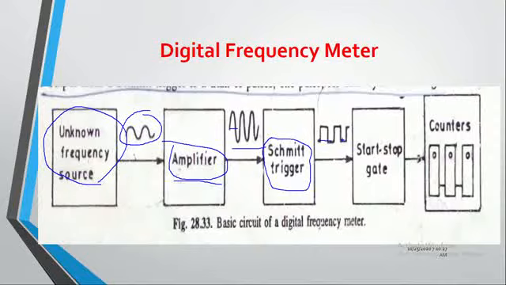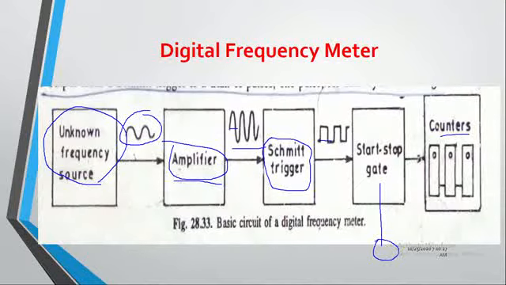Now, the Schmitt trigger converts the sinusoidal wave into the square wave format, that is the pulse format, and these pulses are given as an input to the counters via a switch. Here I am saying it as a switch, but we are actually using gates. We'll see one more block diagram for our digital frequency meter, so don't worry about it. Here we have the switch, and this switch is controlled by the timer.